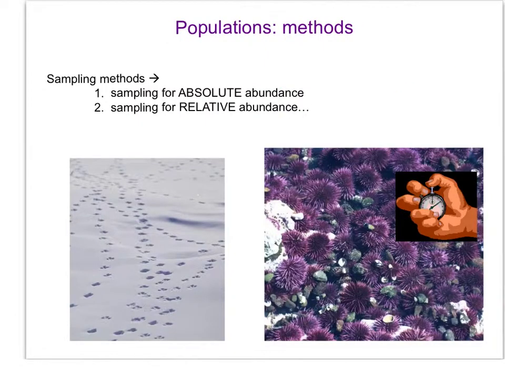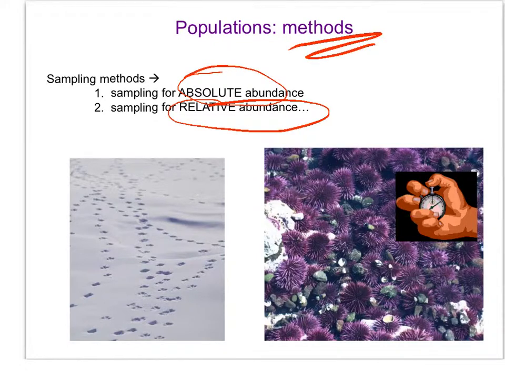So what we're talking about then is the idea of measuring absolute abundance versus relative abundance. So we can then move on to looking at methodology. How can we count or estimate the total number of individuals in the population? That's the absolute abundance. Or how can we get an idea of the relative number of individuals per unit area? And that's, of course, our measure of relative abundance.